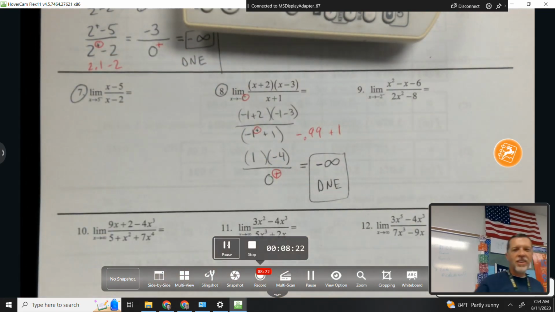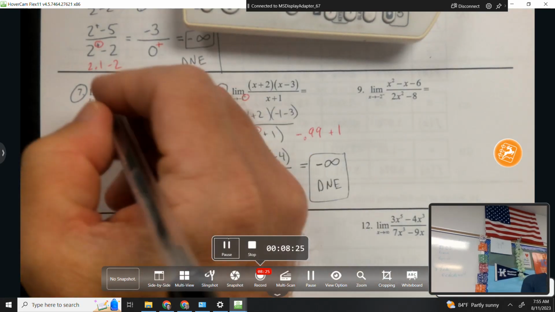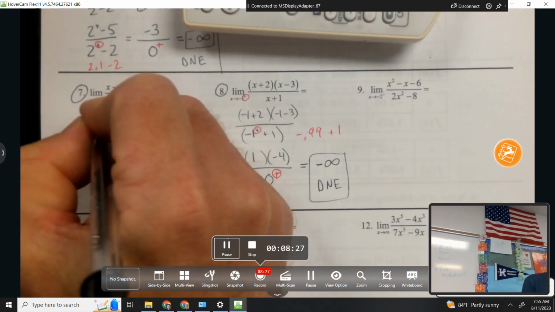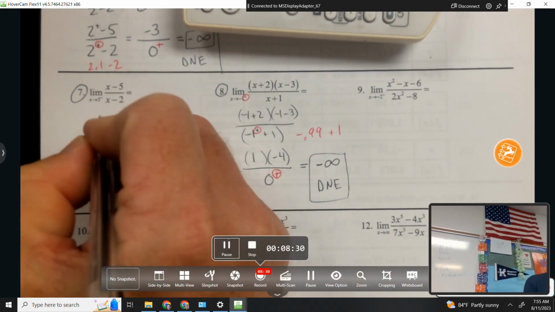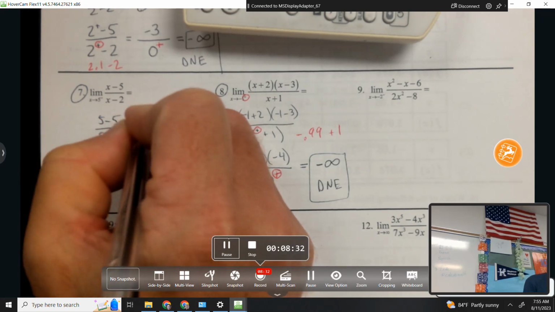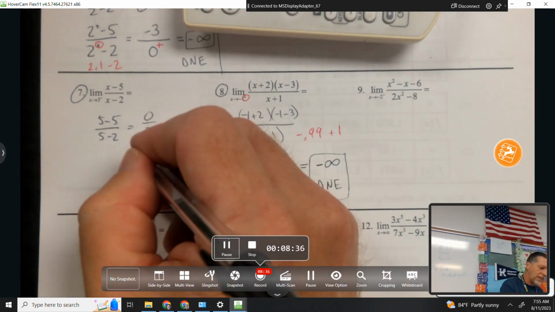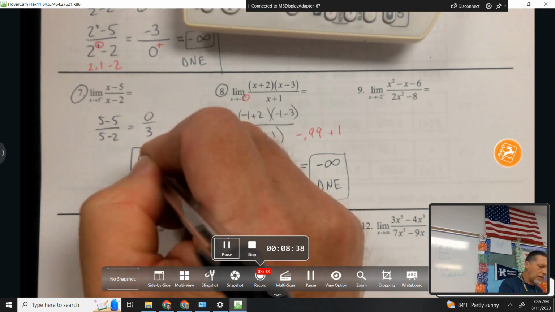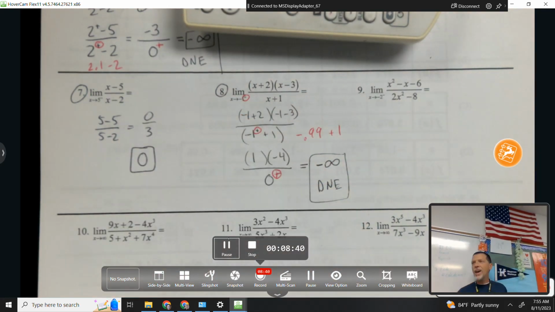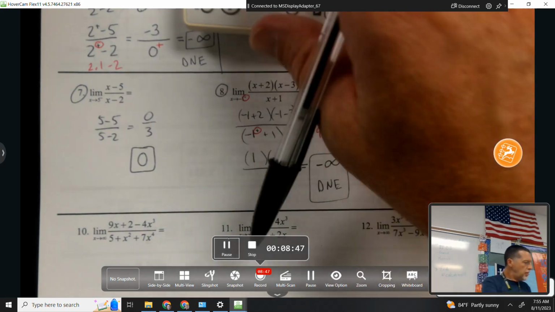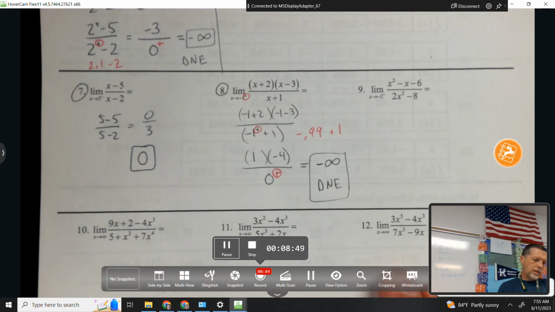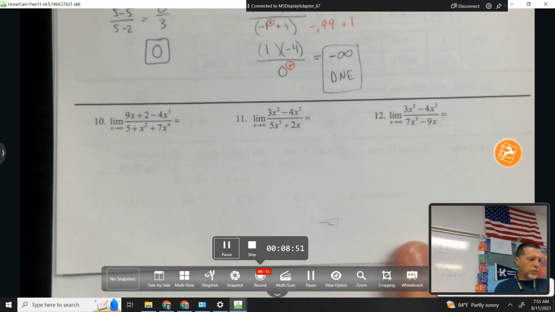Try number 7. So we substitute. I'm just going to substitute 5 to start with, and then I'll worry about if the minus sign matters or not. 0 over 3. Oh, it doesn't matter if it's positive or negative because it's headed to 0. So that's the okay part, right? Okay is good. That's just 0. It's 0 in the bottom that we have to worry about.